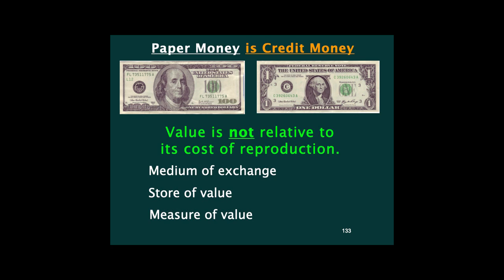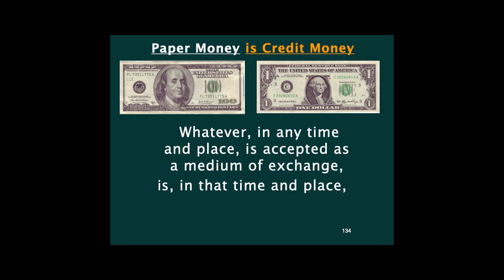And even in George's day, the primary function of money was to measure things. That credit and so on facilitated a large percentage of exchange, as it does today. I don't know what percentage of transactions are actually conducted with money, but it's probably a very small percentage. And George says, whatever in any time and place is accepted as a medium of exchange is in that time and place money.